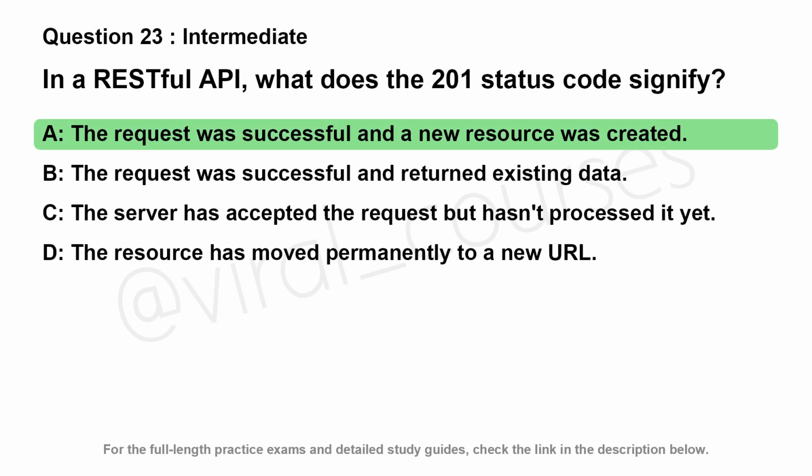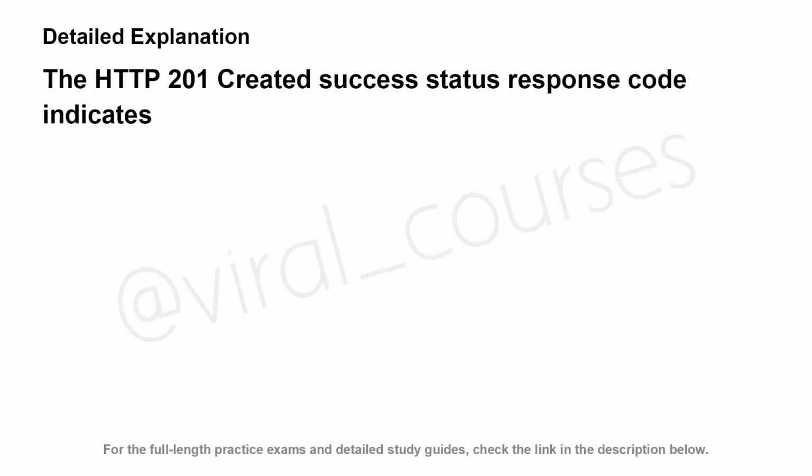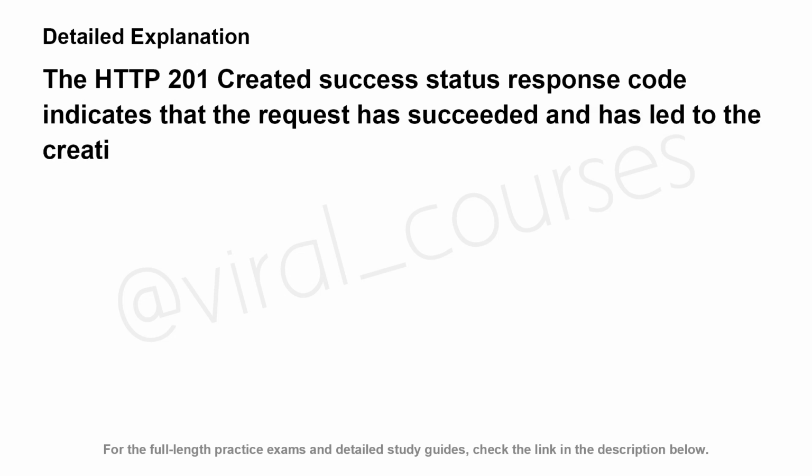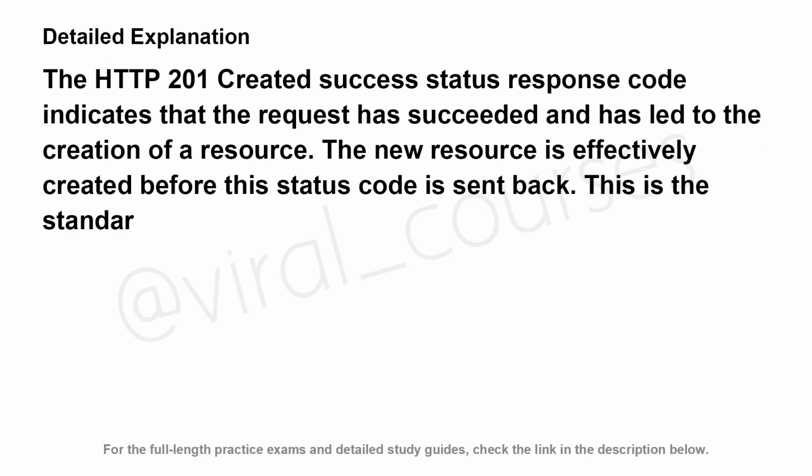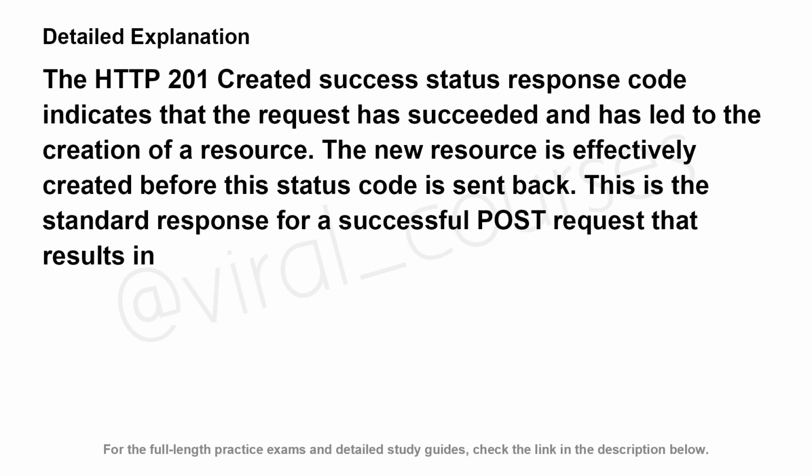The correct answer is A. The HTTP 201 Created success status response code indicates that the request has succeeded and has led to the creation of a resource. The new resource is effectively created before this status code is sent back. This is the standard response for a successful POST request that results in a new entry in a database.